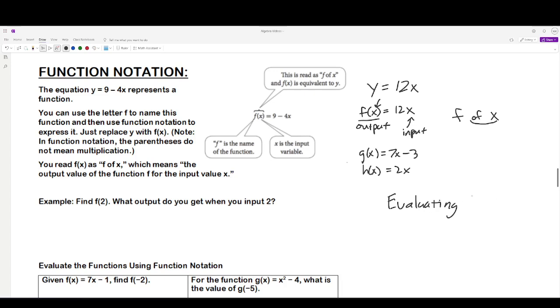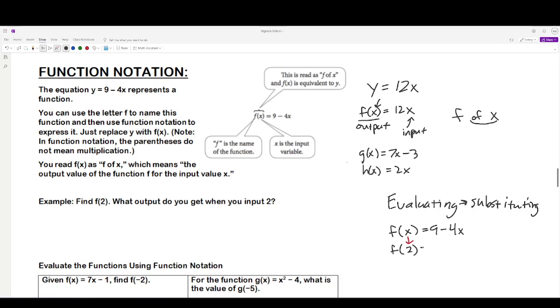Evaluating just means substituting a value. And we've done that before to check our answers when we were doing simple equations. So if I have this equation, f of x equals 9 minus 4x, and I want to find f of 2, notice what we did here. We replaced x with 2. So we're asking, what is the output when x is 2?